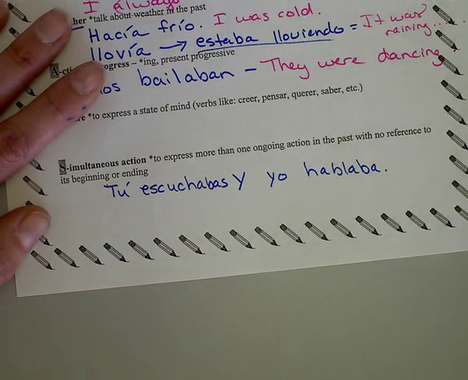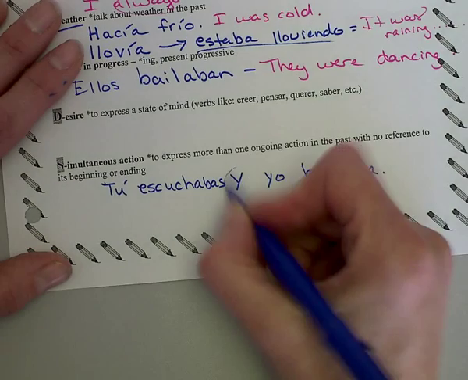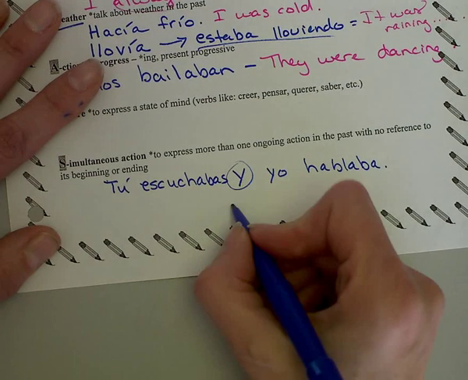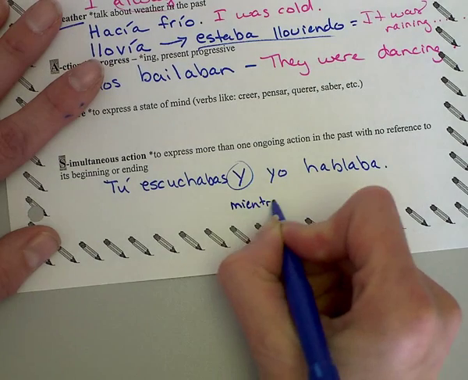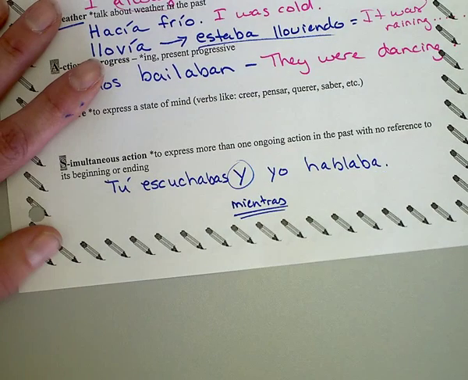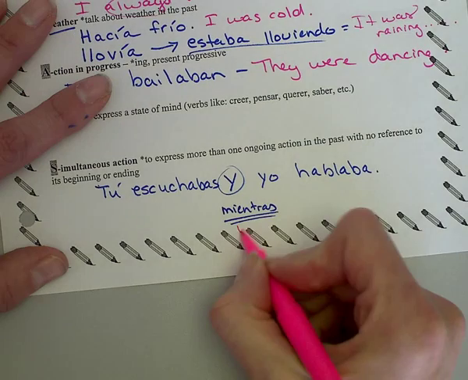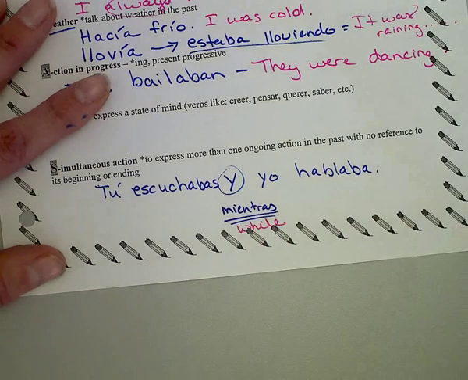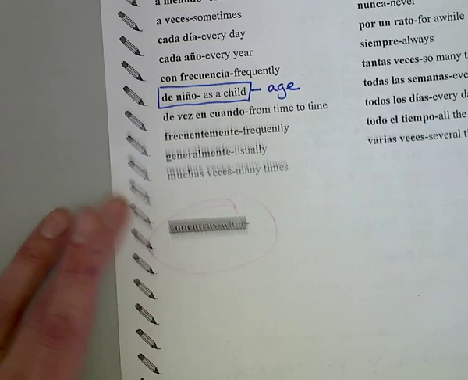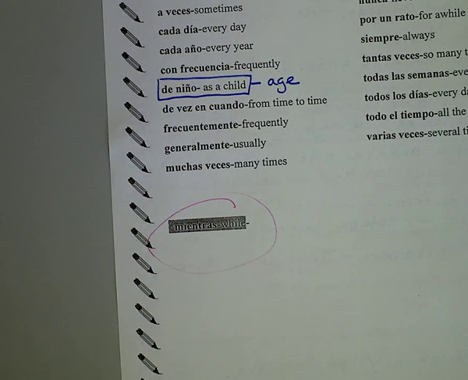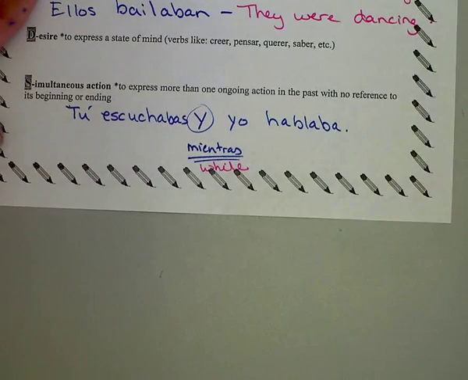But an actual better word for us to put in here will be the word mientras. The word mientras means while. Guess what a wonderful clue word is for here if we use mientras? Will indicate what? Imperfect tense. So, this is going on while this was going on. Ing, ing.